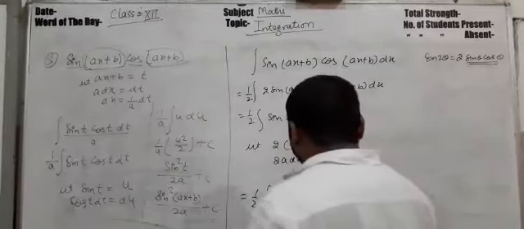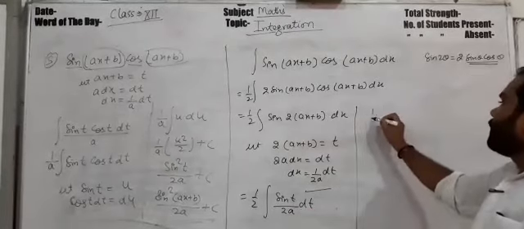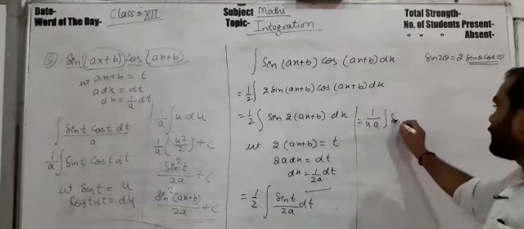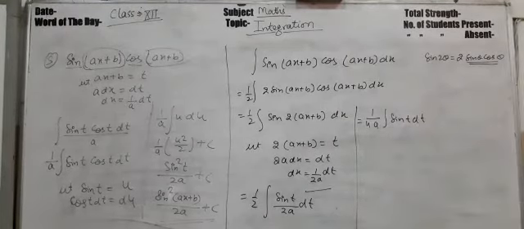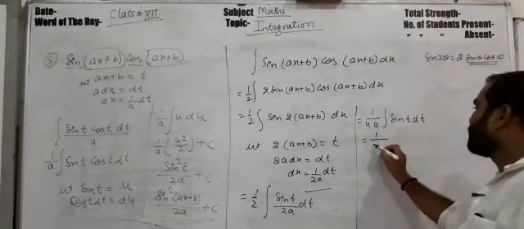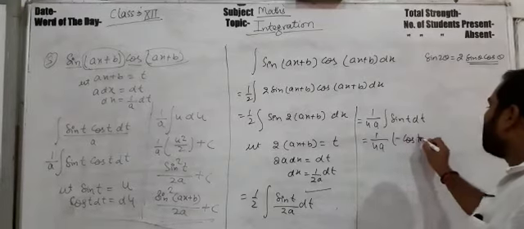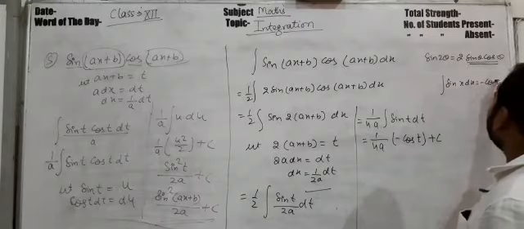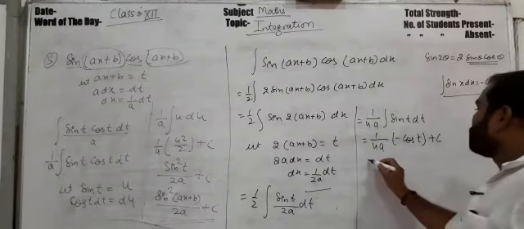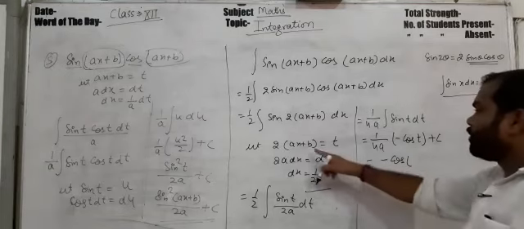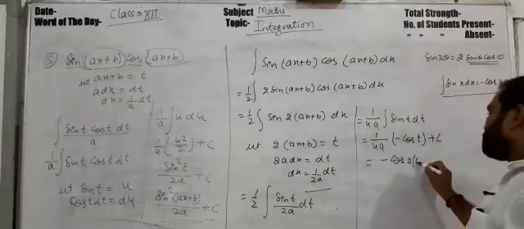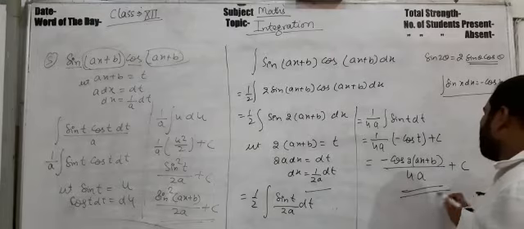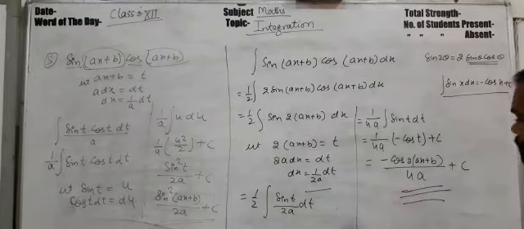Now 1 by 2a comes out of the integral. So this becomes 2 times 2a, 1 by 4a, into integration of sin t dt. Now integration of sin t is minus cos t. So 1 by 4a into minus cos t plus c. If you remember, integration of sin x dx is minus cos x plus c. So this becomes minus cos of t, where t is 2 times of ax plus b, upon 4a plus c. So this is the other way. Both answers are the same. Both answers are equal.